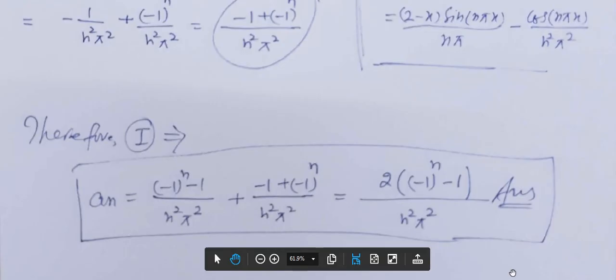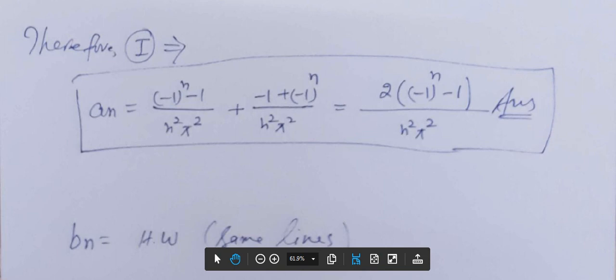Now again you can combine this. Now if you combine this, you can see it is the same, minus 1 plus minus 1 power n, it is the same, so this will be 2 times of minus 1 power n minus 1 over pi square n square. I hope this is clear.